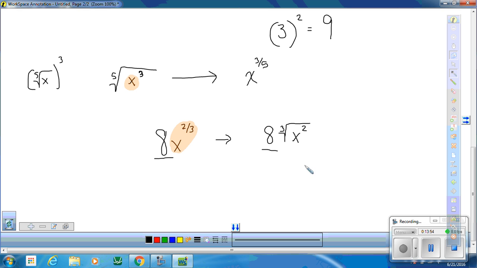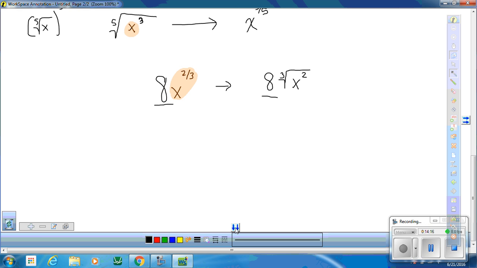You can go back and forth between fraction exponents and radicals. And one of the reasons that this is useful is that when we have radicals, we're really restricted to the math that we can do with the radicals. If radicals aren't the same, we can't add and subtract them. We can't multiply them if they're not both square roots. But with exponents, we have a lot more freedom.